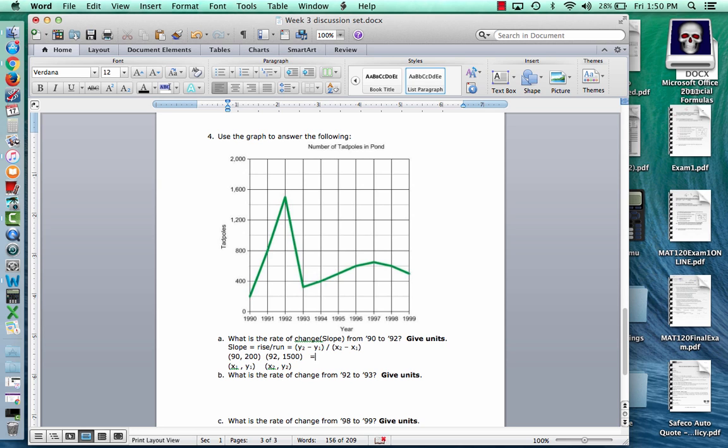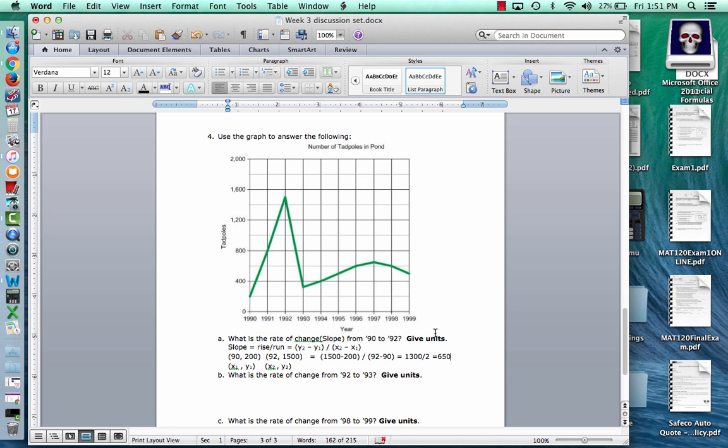So y2 minus y1, start with 1,500 minus 200 divided by 92 minus 90, which gives us 1,300 divided by 2, which gives us 650.